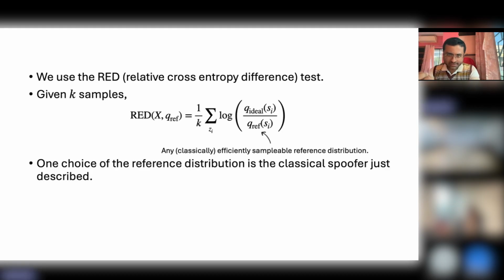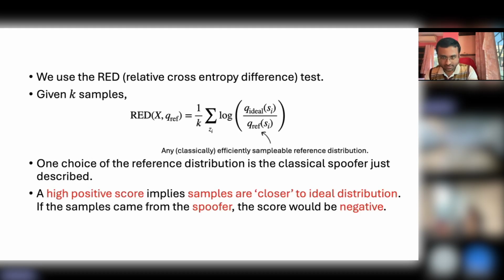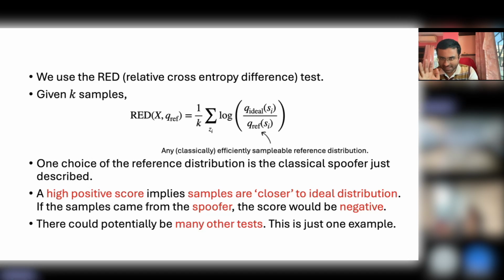I won't go into the details of this test, but this is how people verify boson sampling, for instance. A high positive score implies that you are close to the ideal distribution. A negative score means that you are close to the spoofing distribution. There could be many other tests. This is one example of a particular test that we can run.